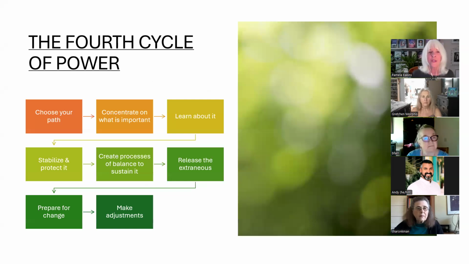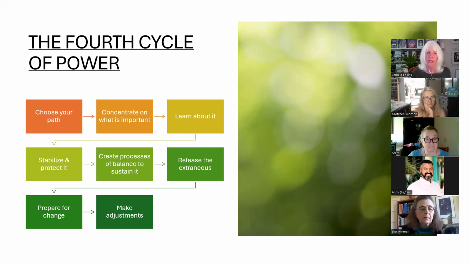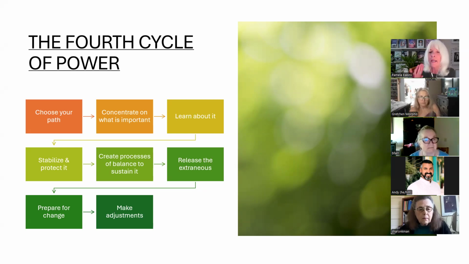So here's how we can work with this 4th cycle of power, which is the power of stabilization. Choose your path, concentrate on what is important, learn about it. Dedicate yourself to it, stabilize it, protect it, and then code your processes so you can remember how you're doing it. Create processes to balance and sustain it. What are you sustaining? You're sustaining that which is most important to you. Release the extraneous. Take away things that are not critical to what you're doing or that distract you.